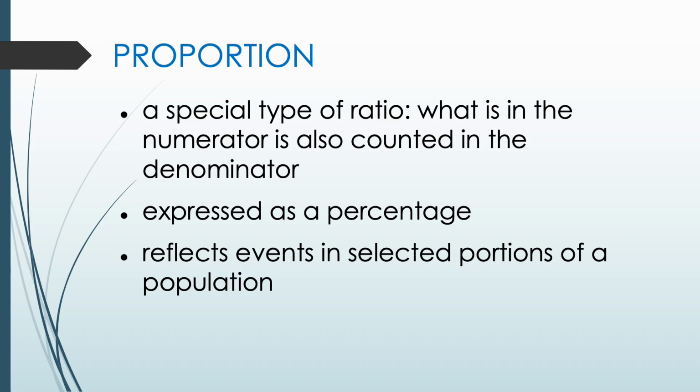Proportion is a special type of ratio. What's in the numerator is also counted in the denominator. For example, the proportion of girls in the class who are single. So single is your numerator over the total number of girls in class. As you can see, the number of singles are still accounted for in the denominator.